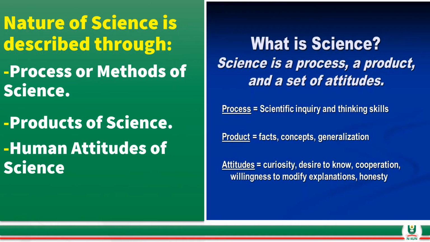With nature of science, how do you describe science? Science can be basically described with three basic constructs. In trying to explain nature of science, you use three basic constructs or approaches. We have the process or method of science. We have products of science, and also human attitude to science. You should not forget all these three.